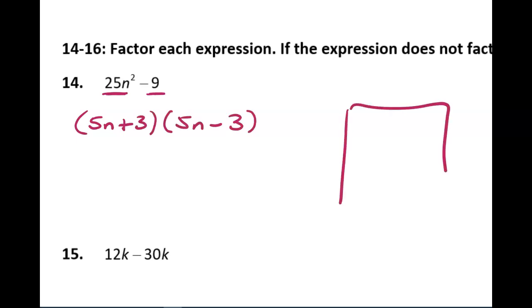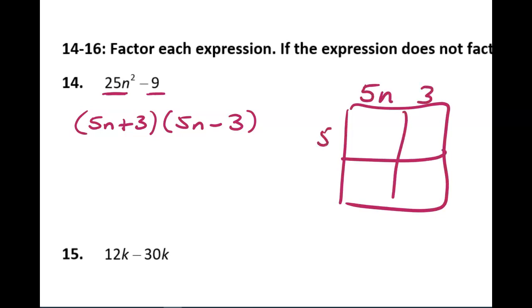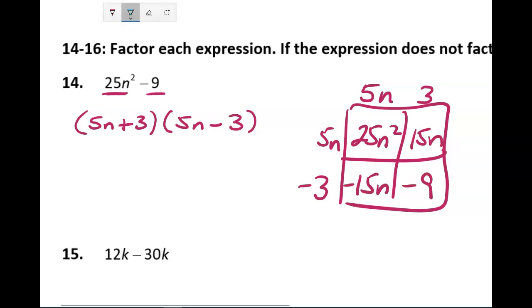We can certainly check the result by multiplying our two binomials together. That's 25n squared plus 15n minus 15n and minus 9. What you'll notice is those middle terms combine together to give you 0. So we have 25n squared minus 9. All right, let's check out the next one.